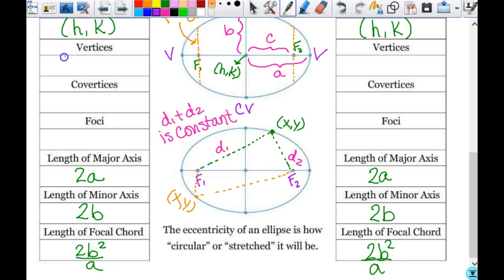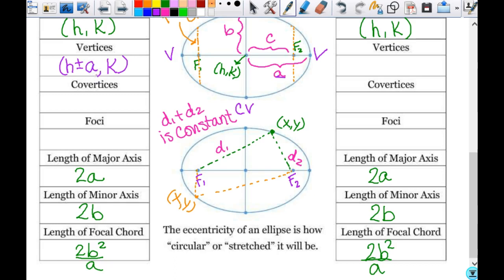So for my vertex, the part that's the same as the center is the Y value, so it's still K. If I have the H value, how do I get a value for the X value for the vertex? I can add what? A, or I can subtract A. So this is going to be H plus or minus A.